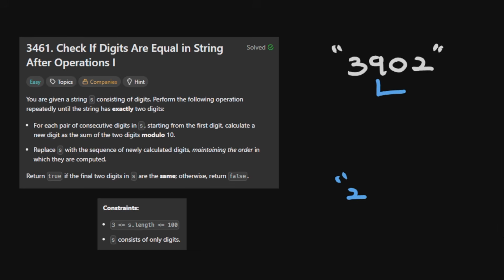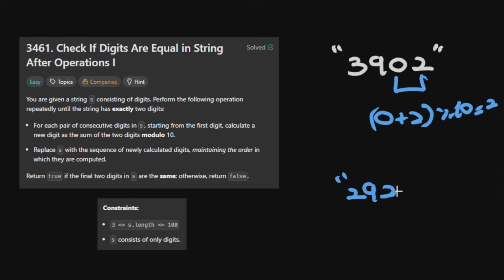Next, we take these adjacent digits and we do the same. 9 plus 0 is 9, modulo 10 is 9. So we add this 9 to the new string. Finally, we are here, and 0 plus 2 is 2, modulo 10 is 2. So we add 2 here.